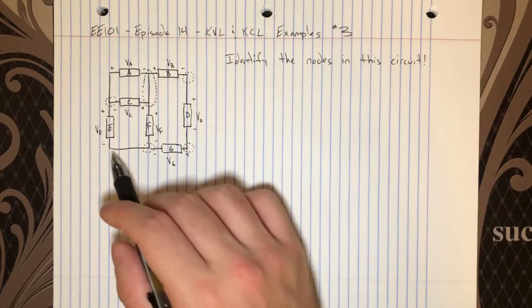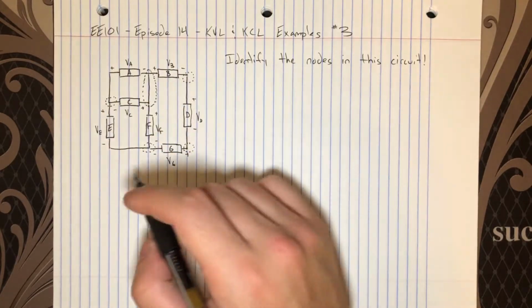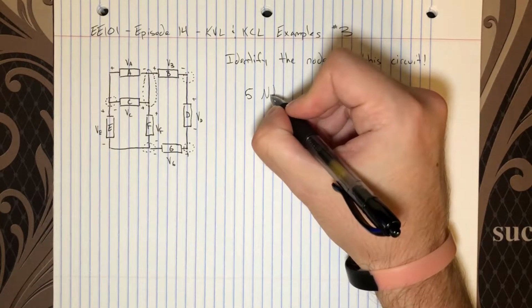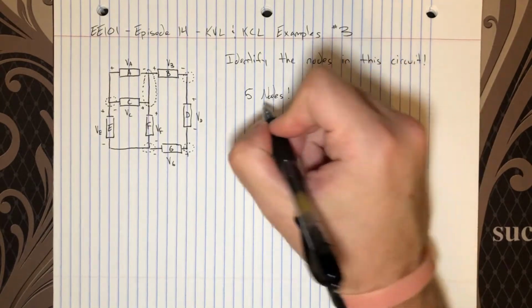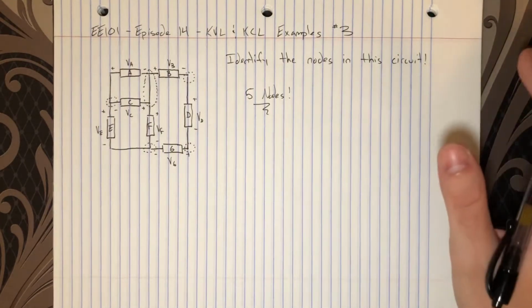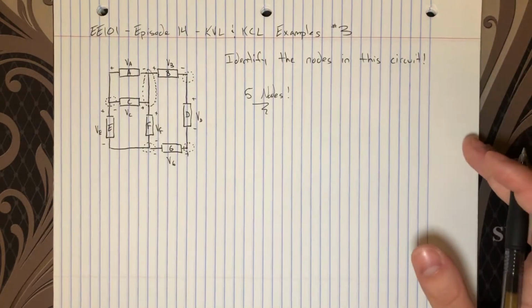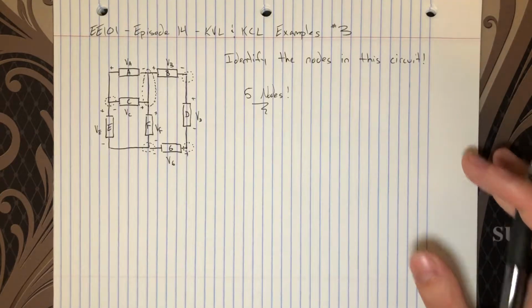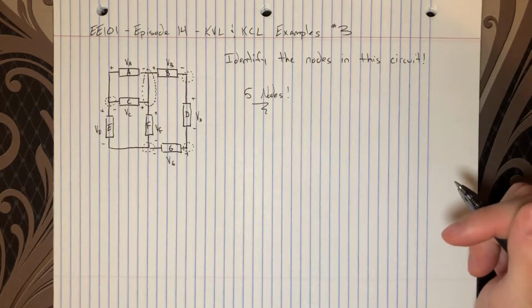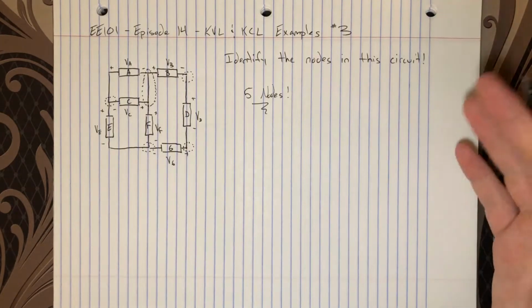So real quick, let's count this up. We have 1, 2, 3, 4. It looks like 5 nodes in this circuit. Okay, now that was a nice quick example. I think I'm going to do one more in this video. So let me go ahead and draw up another example circuit, and we'll actually do some KCL.